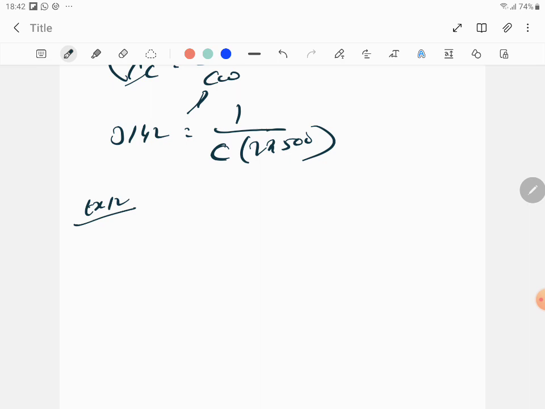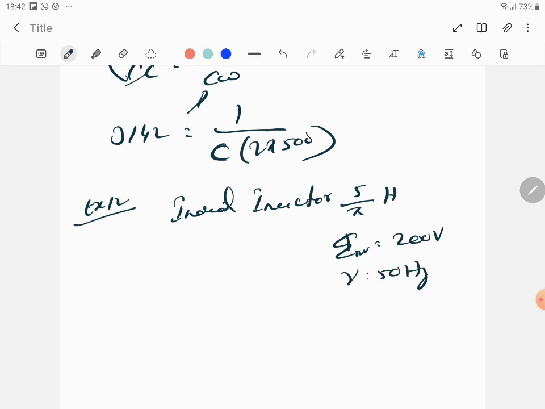They have given an ideal inductor of 5 by pi Henry connected to a source of 200 volt. So for a source we can normally take it as ERMS, 200 volt, and the frequency is 50 hertz AC supply. They have asked IRMS and I naught in the inductor. An ideal inductor.